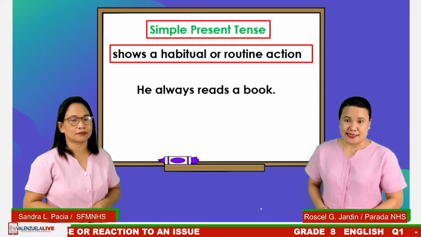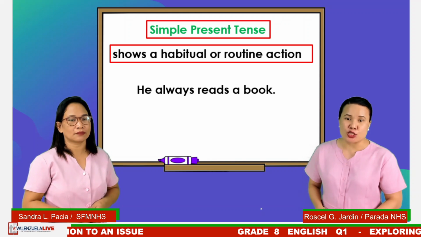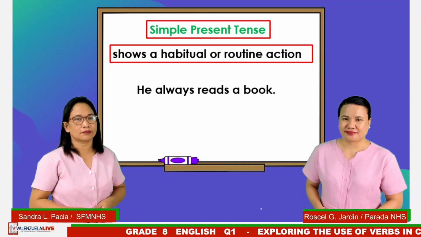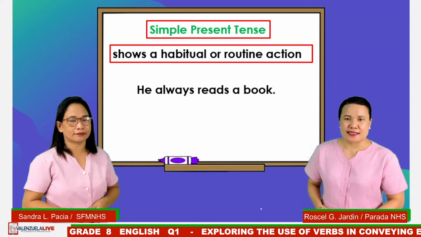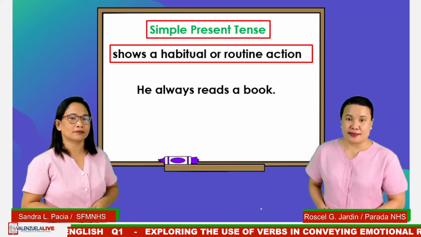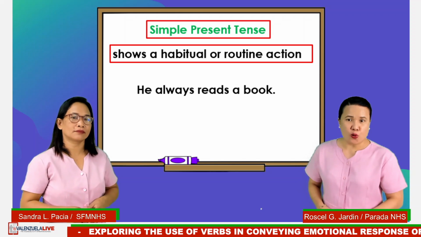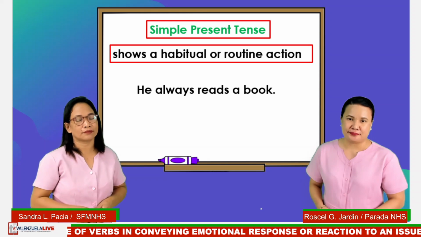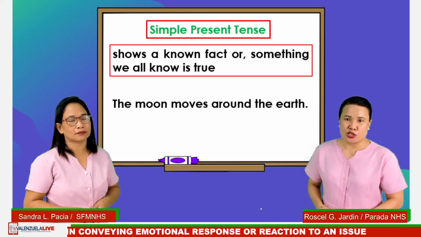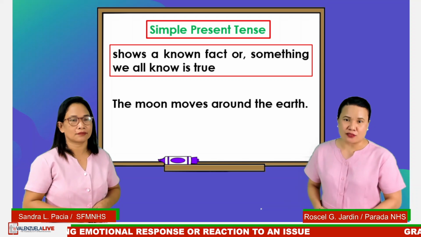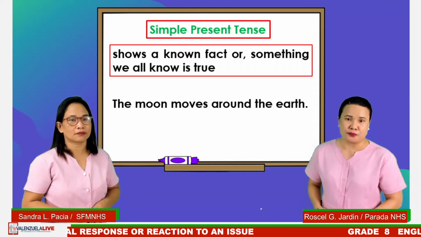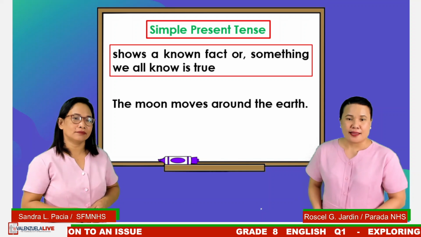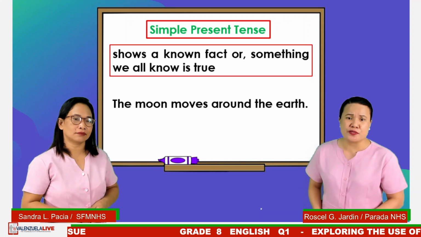Simple present tense is also used to show a habitual or routine action. Check this out. He always reads a book. In this sentence, the adverb always shows that the subject he does an action habitually. Simple present tense is used to show a known fact or something we all know is true. The moon moves around the earth. It is a known fact that the moon moves around the earth.